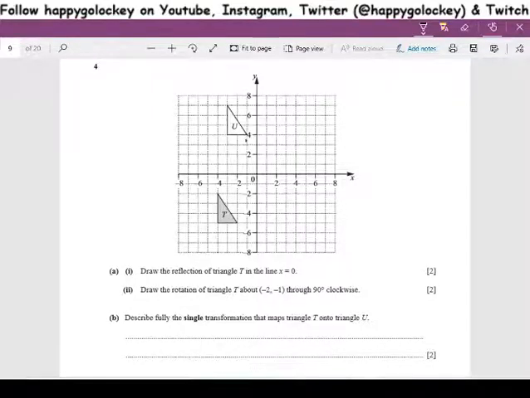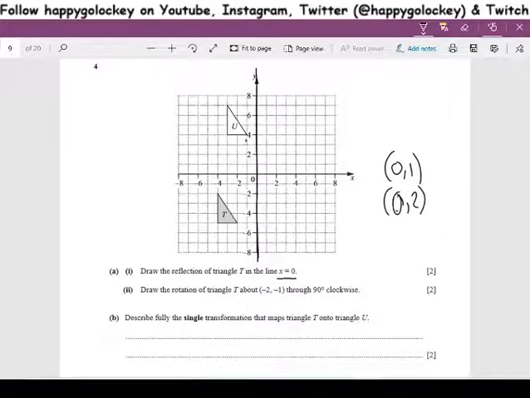Okay, we're back for the worked solutions. The first question says draw the reflection of triangle T, which is the shaded one, the grey one, in the line x equals 0. So x equals 0, if you think about coordinate points, if your x coordinate was 0, we're looking at anything like 0, 1, 0, 2, 0, -4, and so on. It's wherever your x coordinate is 0. In other words, the line along here, the y-axis.